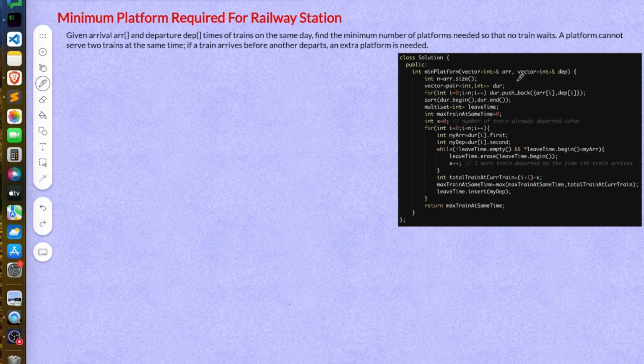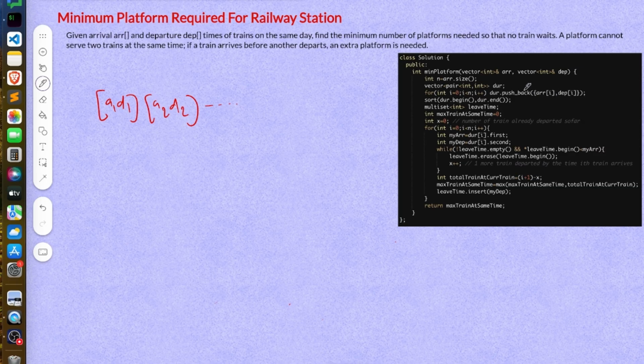In this problem you will be given arrival time and departure time of n number of trains, right? So first find out how many trains there are. Then, as discussed in the explanation part, we will be storing the information of arrival time and departure time, a pair of arrival time and departure time, into some vector, and we will sort them based on the increasing order of the arrival time. That's what I have done.